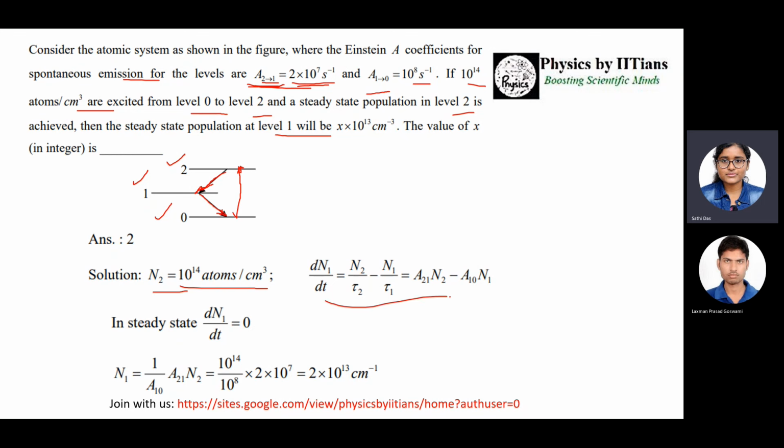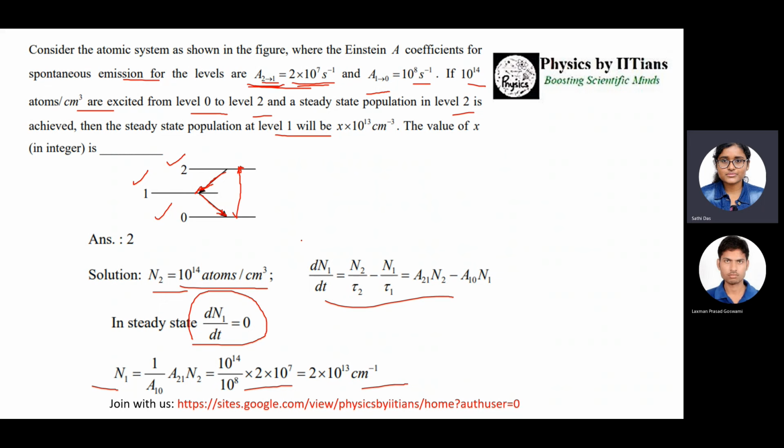So when the laser action will occur, N2/τ2 minus N1/τ1 should be like A21 N2 minus A10 N1. This is the rate of change of dN1. Now in the steady state, this dN1 is 0. So N1 is A21 N2 by A10. So you have to put the value of A21, A10, and N2, and you will find the answer as 2 × 10^13 cm^-3. So this way you can find the solution of the value of x.